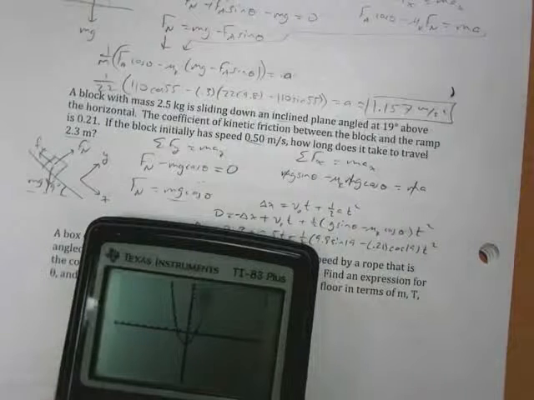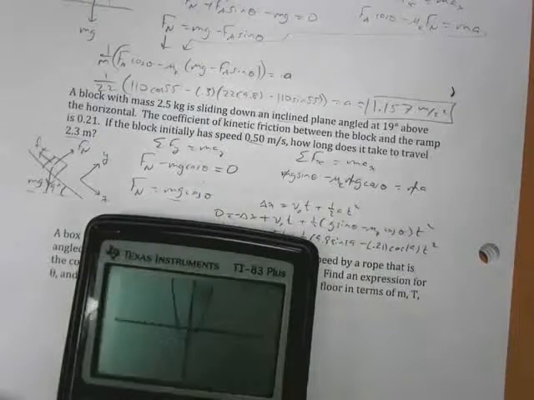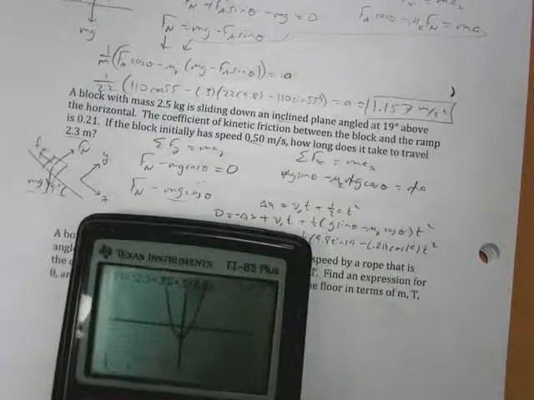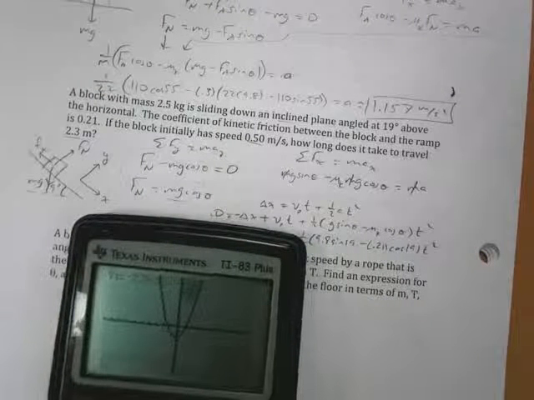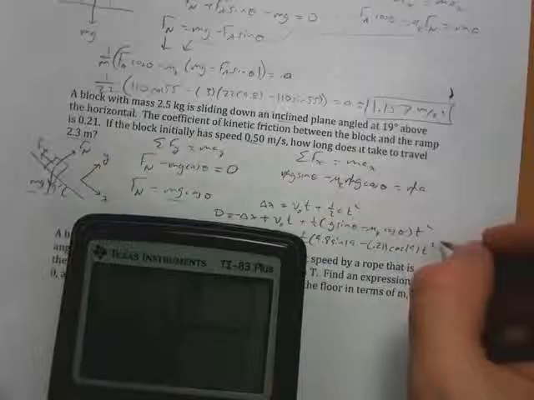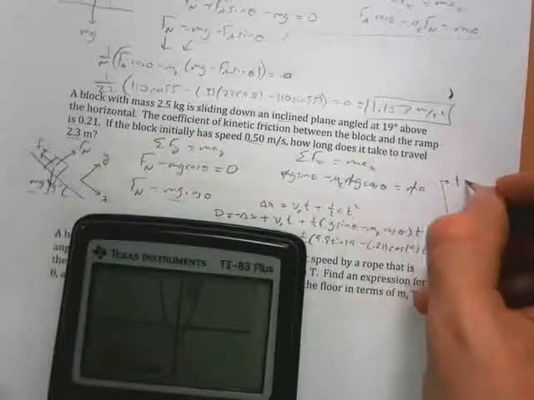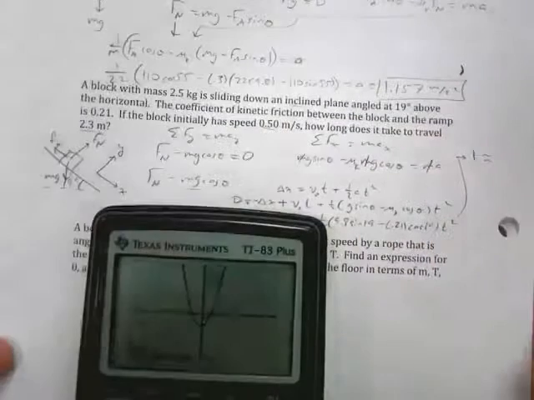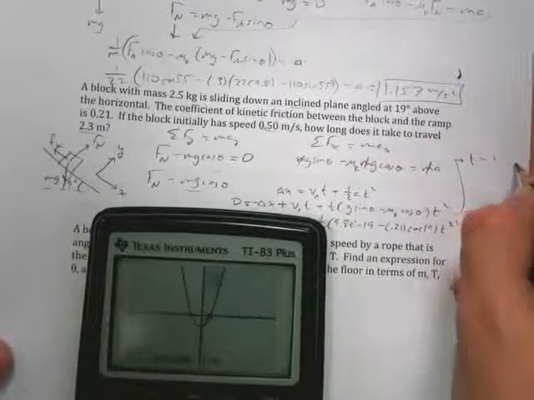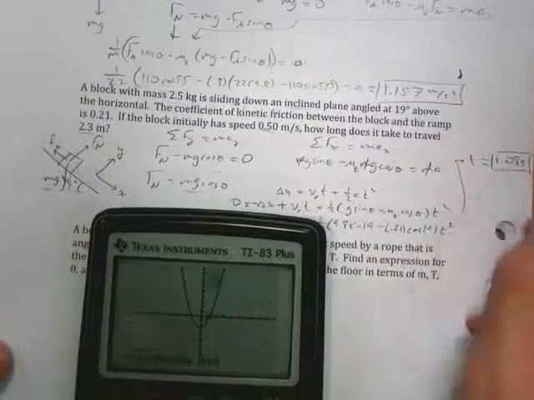The negative time doesn't count. You can see that our time is going to be close to a second. Left bound 0, right bound 2, guess 1. And so we can see this takes 1.084, call that 1.08 seconds.